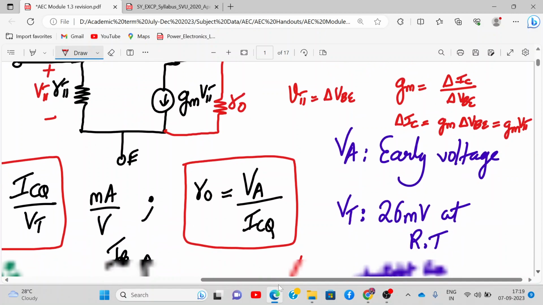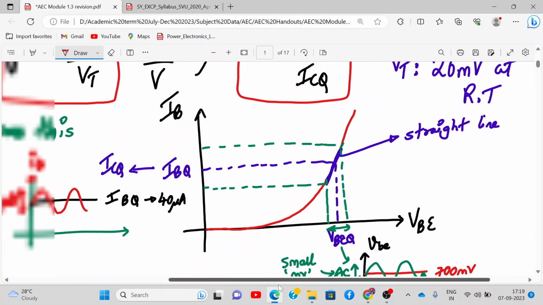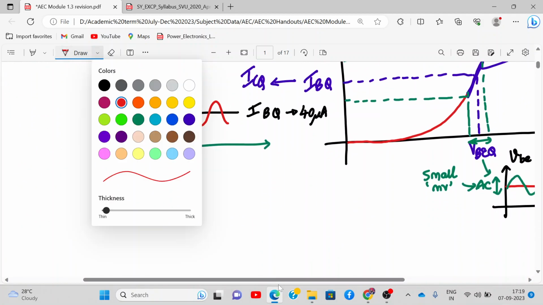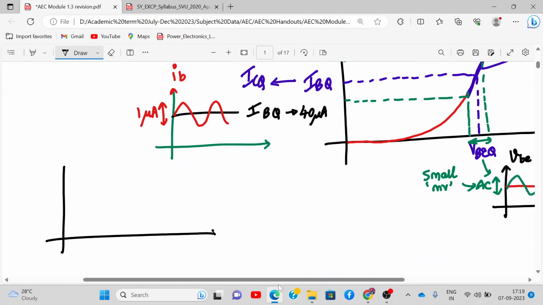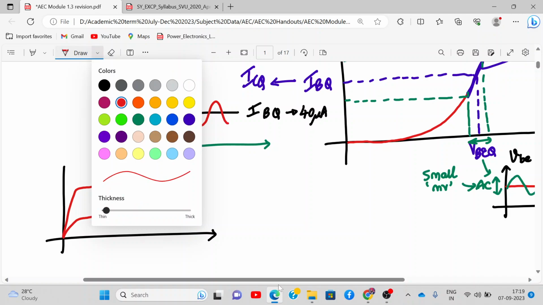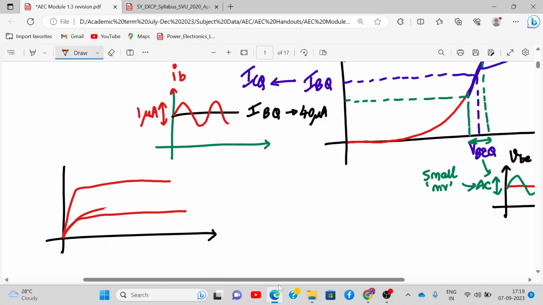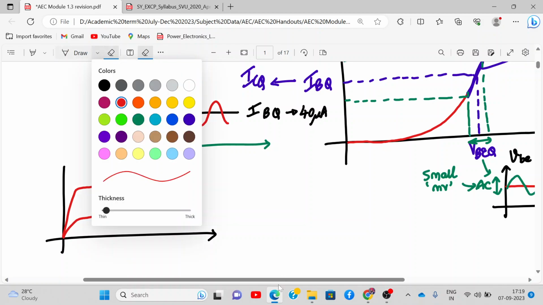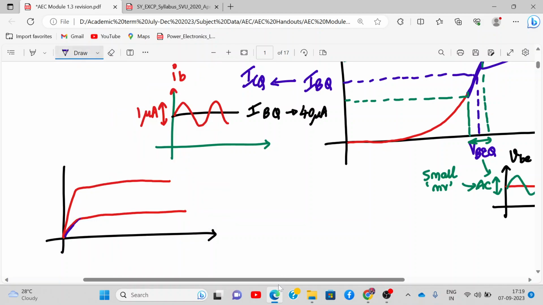And what was RO actually? Now, if you see the output characteristics of a common emitter BJT, it used to look like this, a straight line. But in reality, the characteristic is like this. Let me draw with a different color. It increases actually; it doesn't stay constant. It increases, and this is due to the early effect. This is the IC versus VCE graph.